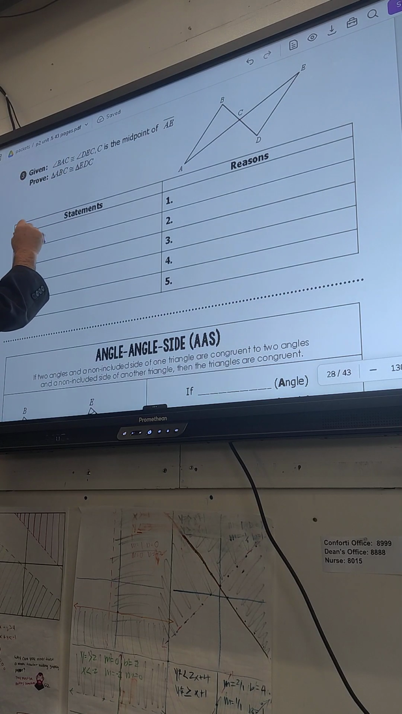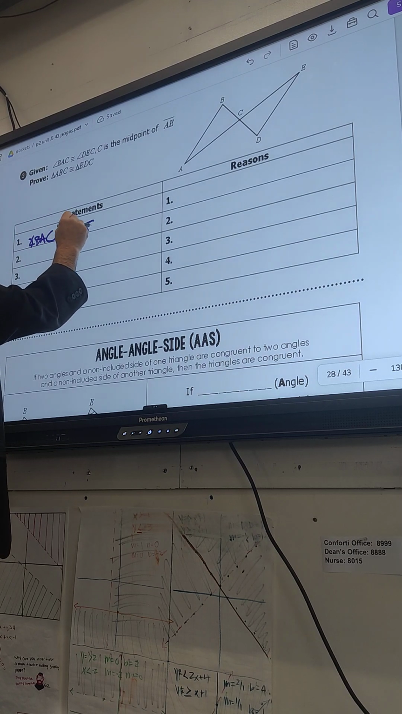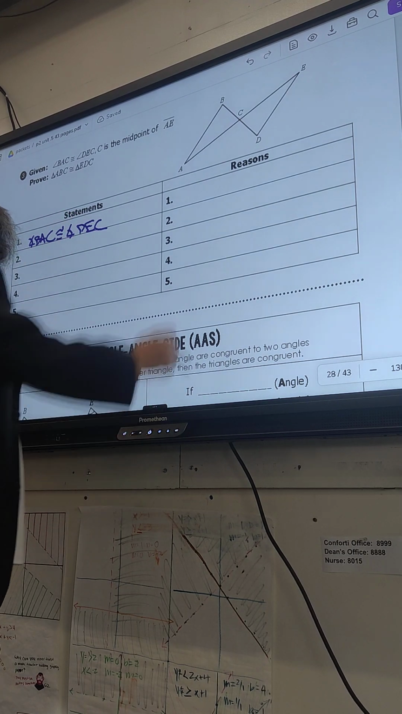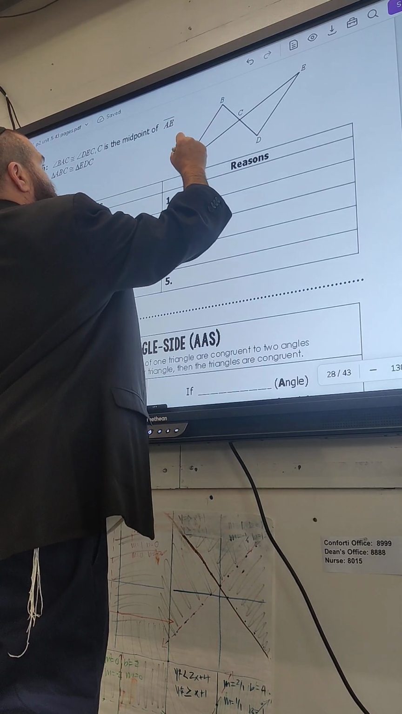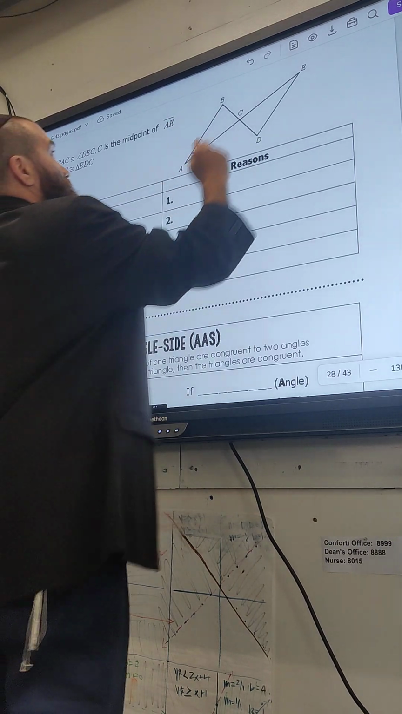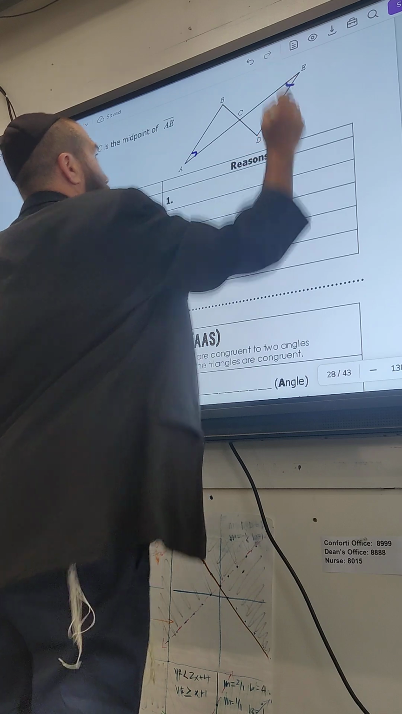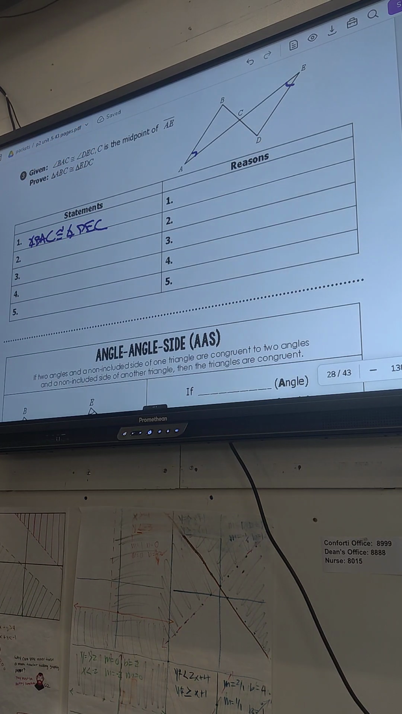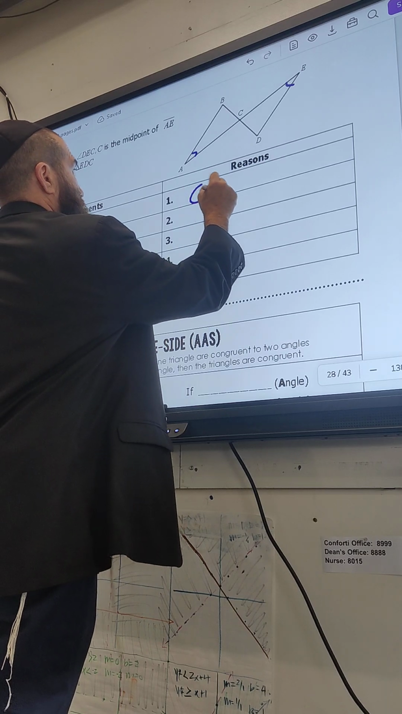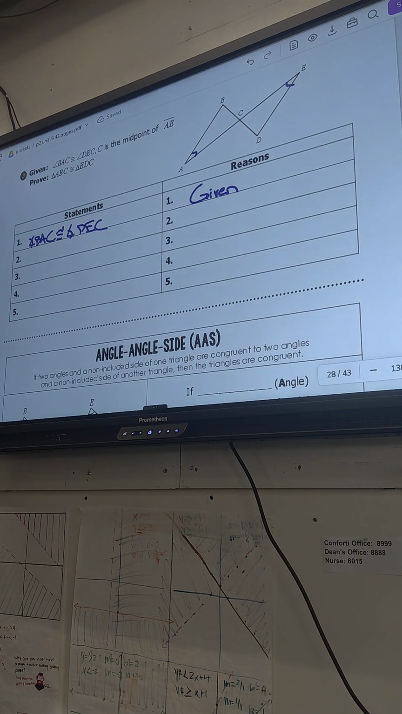Angle BAC is congruent to angle DEC. All right, so BAC, that's this one, is congruent to DEC, that's this one. You want to mark whatever you can in your picture as soon as you get it. The reason is given. Next, they told us C is the mid, and by the way, there's nothing else to do with that one. It's perfect. They just gave us an angle, so we're done.